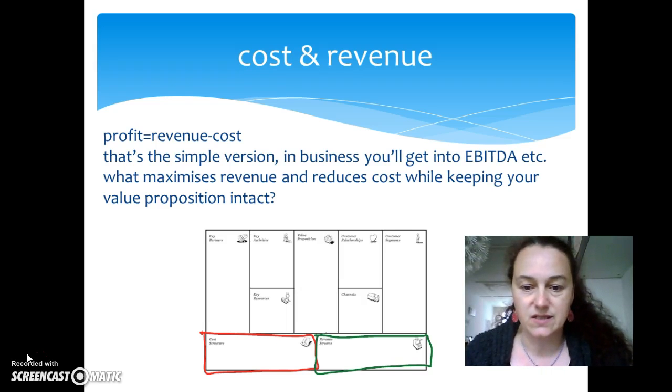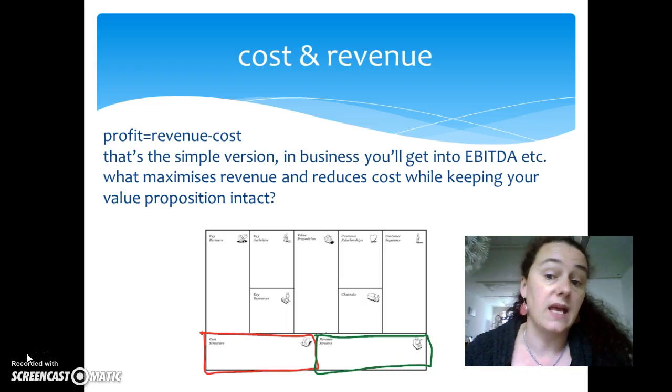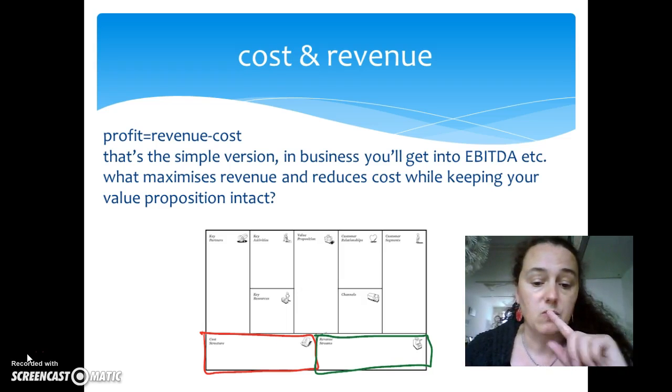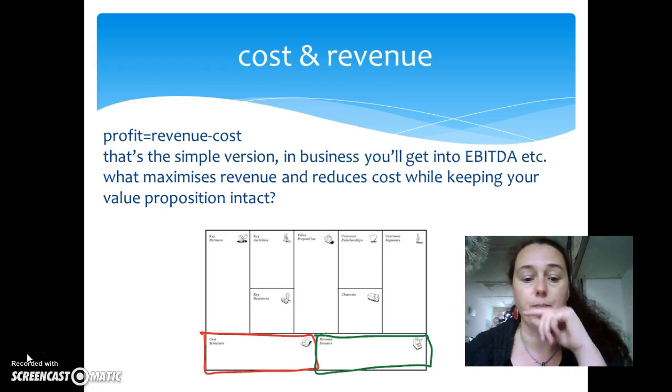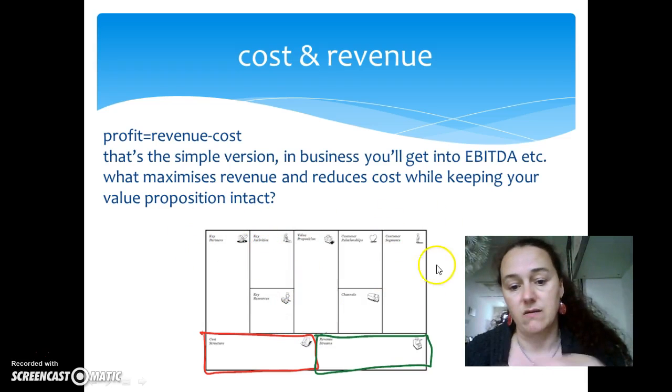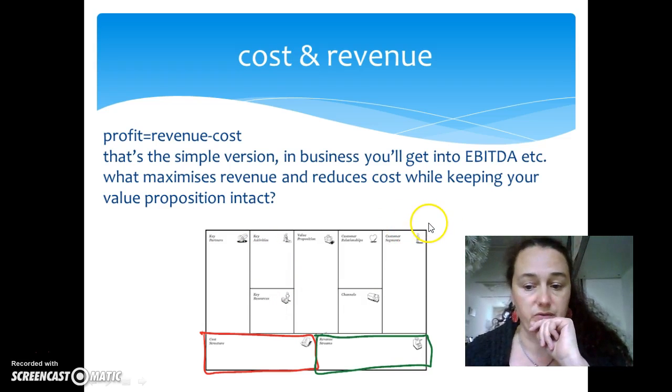But in the end, your question is about how you're going to make money, how you're going to earn it, how you get the revenue, and then the cost is the money that you need to invest for that. One of the important questions in terms of optimizing your business model canvas is then again what maximizes revenue and reduces costs while keeping your value proposition intact. Now, as you can see, the costs are what underpins the key partners, key resources, and key activities. Those are the things that generate costs, and then the revenues come from the other half of the canvas.